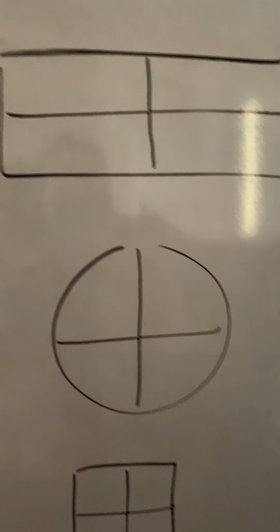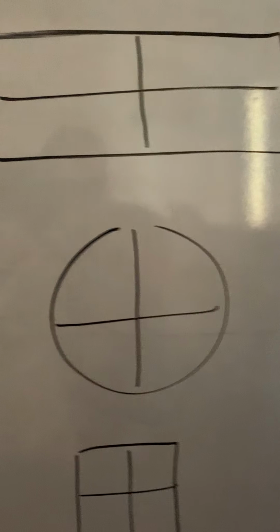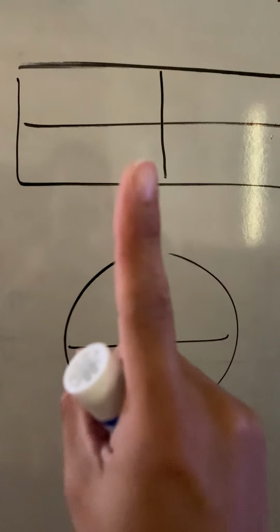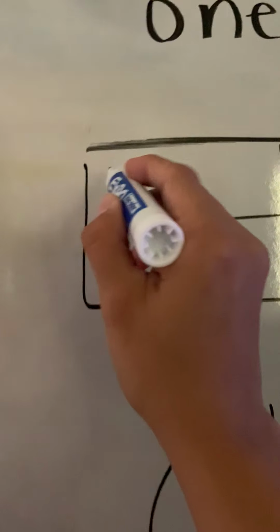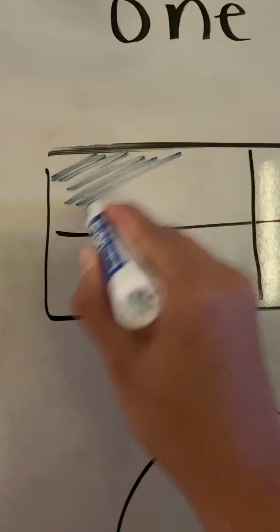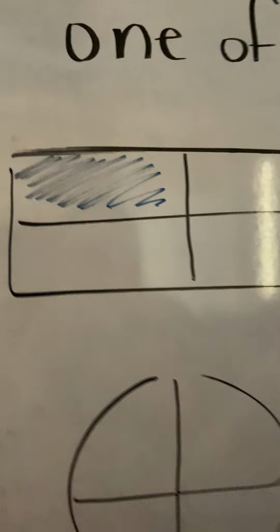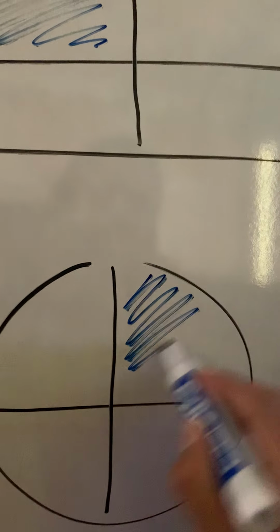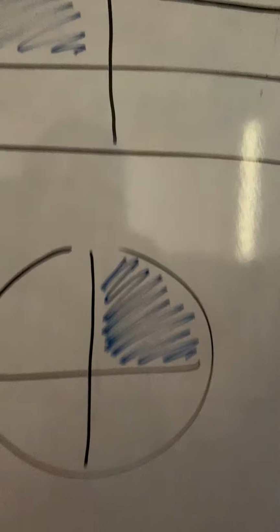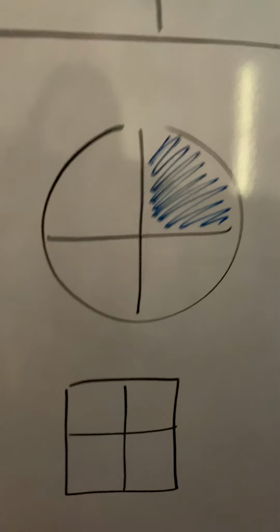One of the 4 needs to be shaded here. And so it doesn't matter which of the 4 I choose, as long as I choose one of the 4 to show that I am coloring in a fourth. One of the 4 are colored there. One of the 4 are colored there.